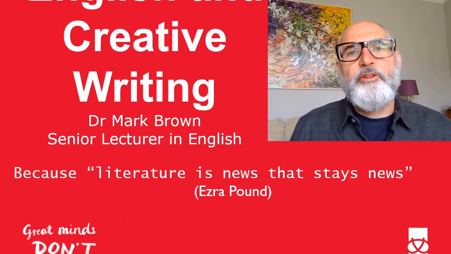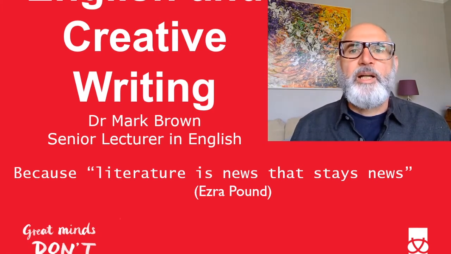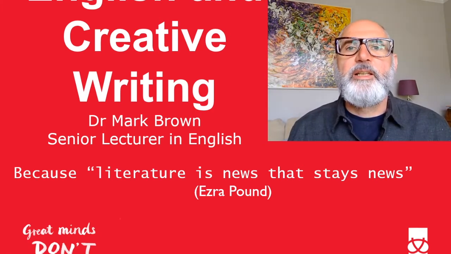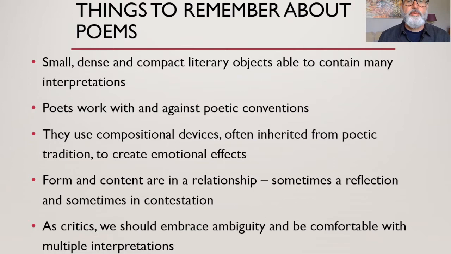As well as time, there are a few things that we need to remember, things about poems that go back over time. If you remember these things, then you are likely to reach more interesting interpretations. These are some things to remember about poetry. First, poems are small and dense and compact. They're little literary objects that are able to contain multiple interpretations. Poets work with and against poetic conventions. Now, these conventions are rules and they're developed over a considerable amount of time. At times of social and artistic upheaval, these rules are challenged and changed.